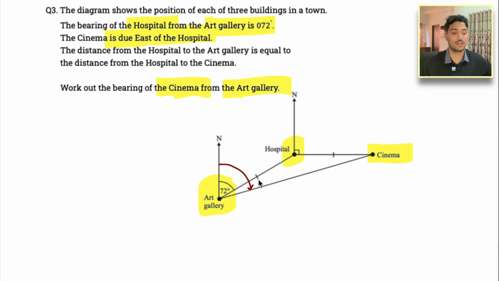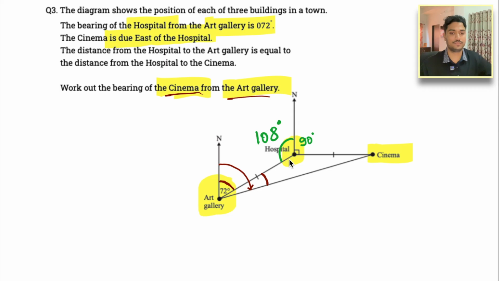Now, how do we find this angle? We have only this angle, which is 72 degrees, so we have to find this other angle first to find the bearing of the cinema from the art gallery. We can clearly see that this is 72 degrees, and this is marked as 90 degrees over here. So this angle is going to be 180 minus 72, which is 108 degrees.